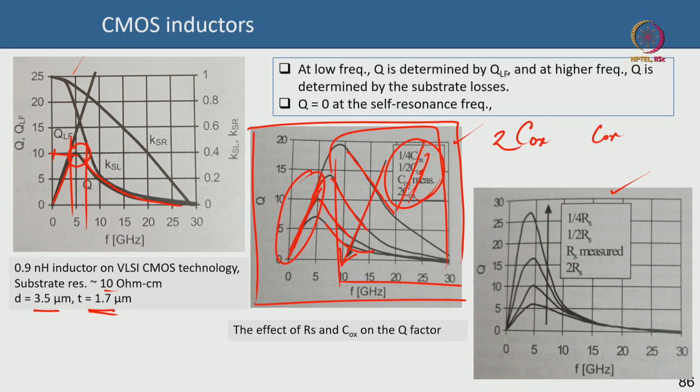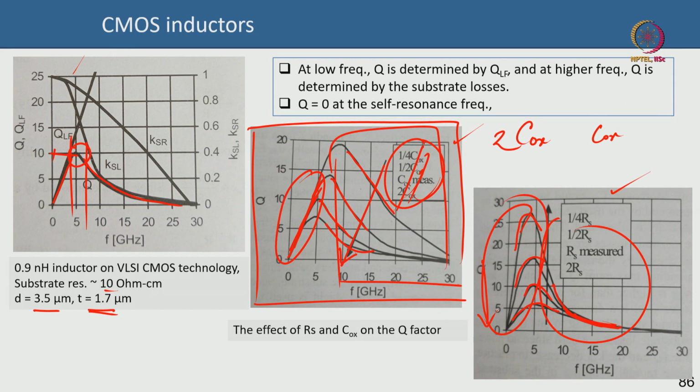So then I see that if I have a higher metal resistance, I get this 2Rs, this is Rs, this is half of Rs, this is 1/4 of Rs. I see that the higher frequency part does not change, you see they are all constant. The metal resistance does not affect the high frequency Q factor of an inductor, but the low frequency Q factor of the inductor is dramatically changing as you are changing the metal resistance. With higher metal resistance, the Q factor keeps coming down.